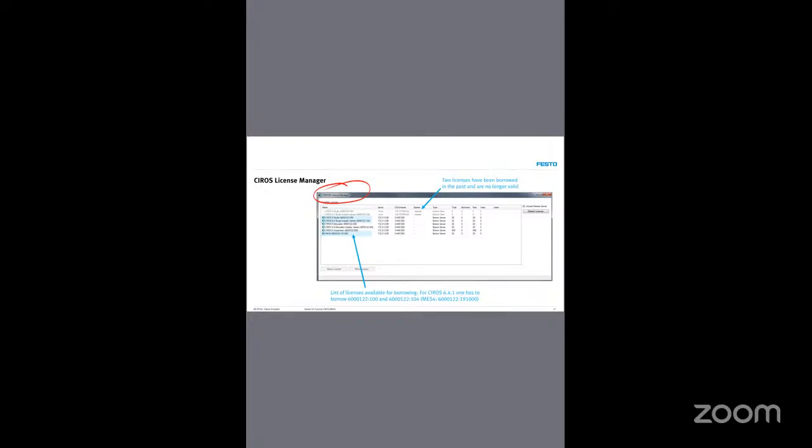For example, Ciros Studio, MES for industry version. So for every license, what will be the type? Then total, borrowed, free, everything will be available. All the details will be available. Through this, we can identify which license we can borrow.